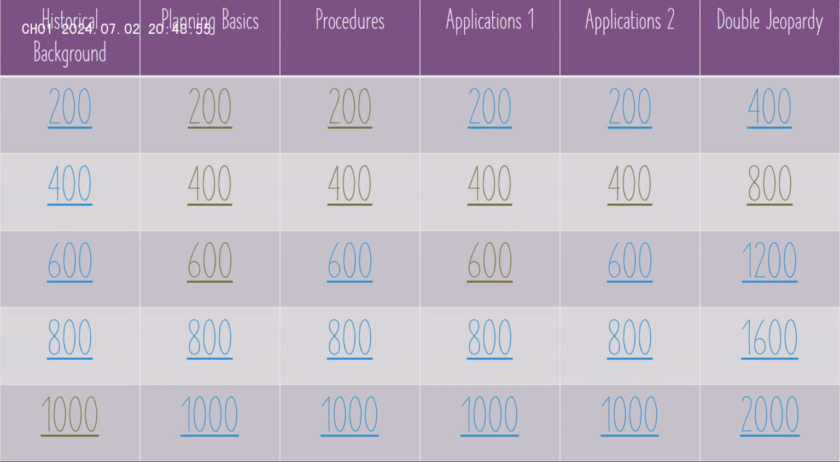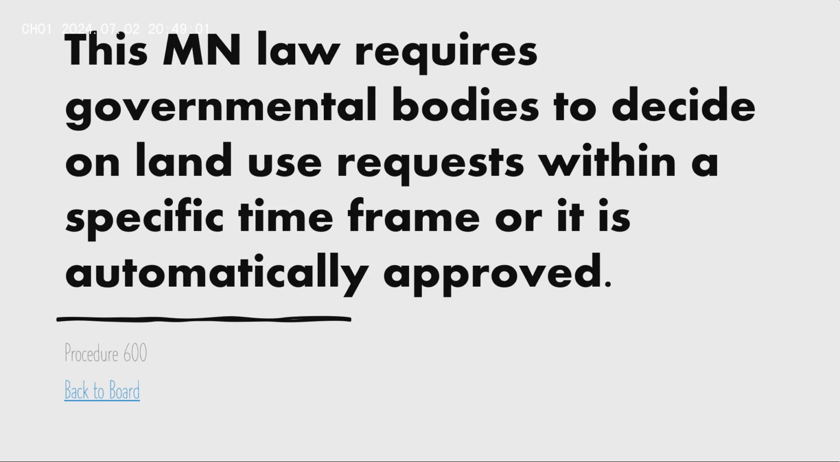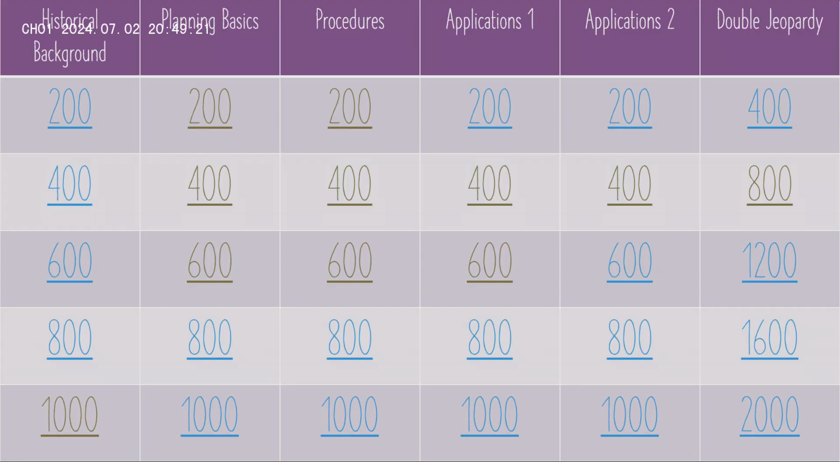All right, you get to choose the next one again. Okay, procedures for 600. This Minnesota law requires governmental bodies to decide on land use requests within a specific time frame, or it is automatically approved. Now, what do they call it? 60 days. Go for it. I don't know what to call it. 60-day rule? Yeah, that is exactly what it's called. Nice. All right, and then you get to choose the next one.